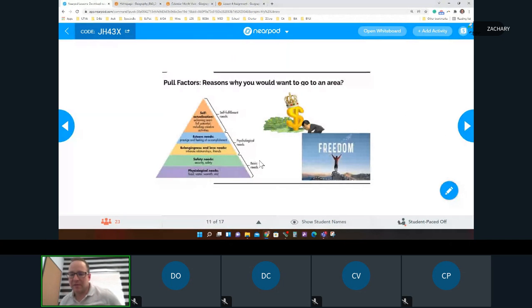The opposite effect, yep, very good. If your family was starving, okay, somebody said they would go hunting. Yep, pull factors, reasons why you would want to get into a certain area, right? Well, it's basically because these needs aren't met, right? And you think it's better somewhere else.